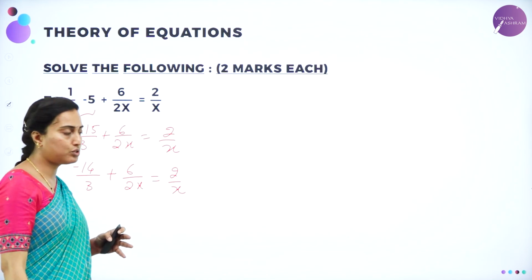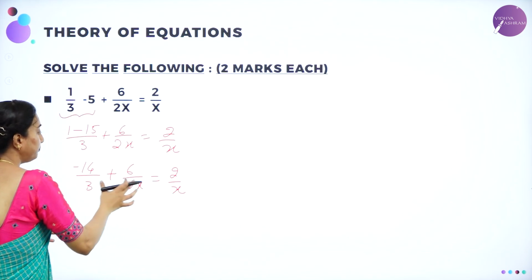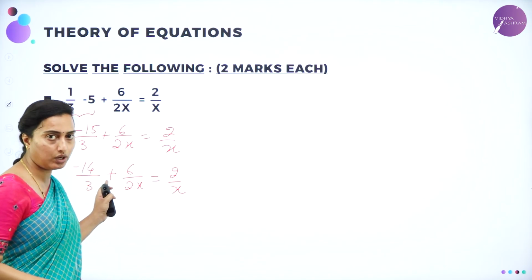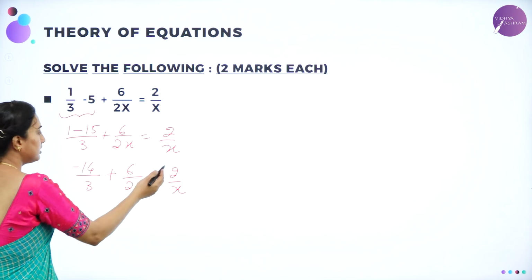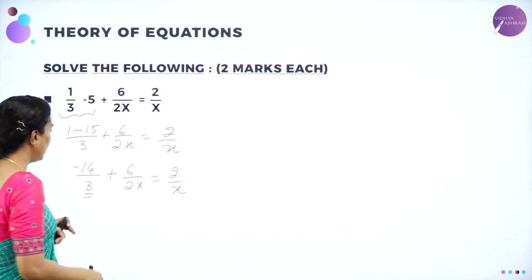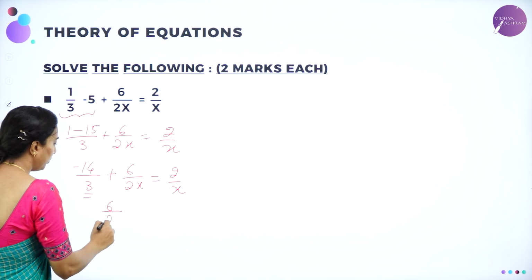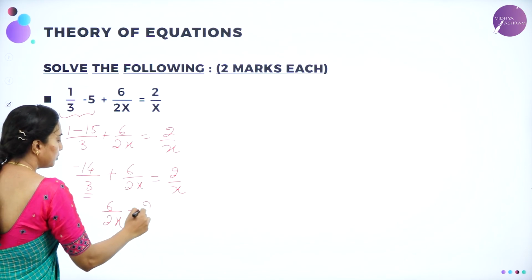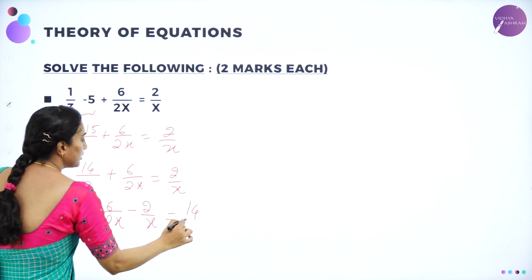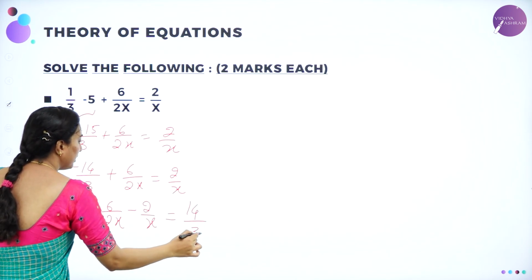Now what I am going to do, I am going to take all the x terms to one side and keep the constant on the other side. Now here 2 by x I am going to take this side, 14 by 3 I am going to shift to that side. So 6 divided by 2x minus 2 divided by x is equal to, shifting to that side, minus 14 by 3 will become plus 14 by 3.